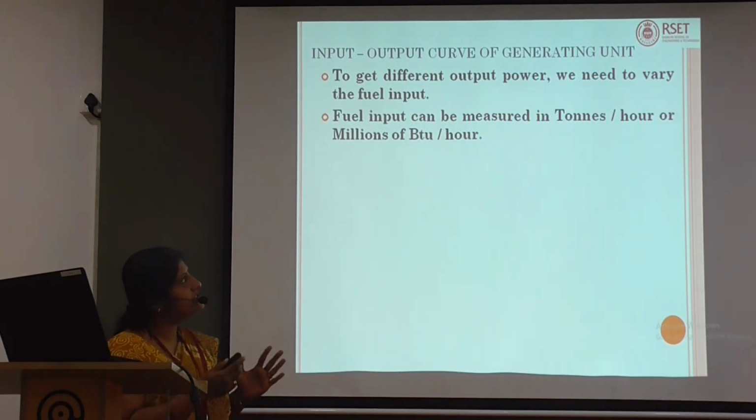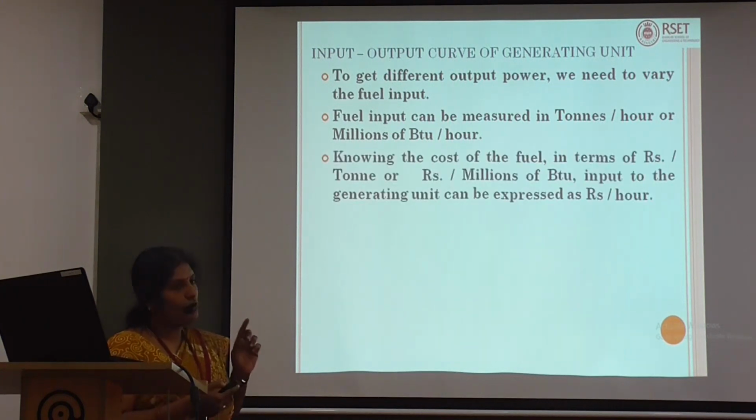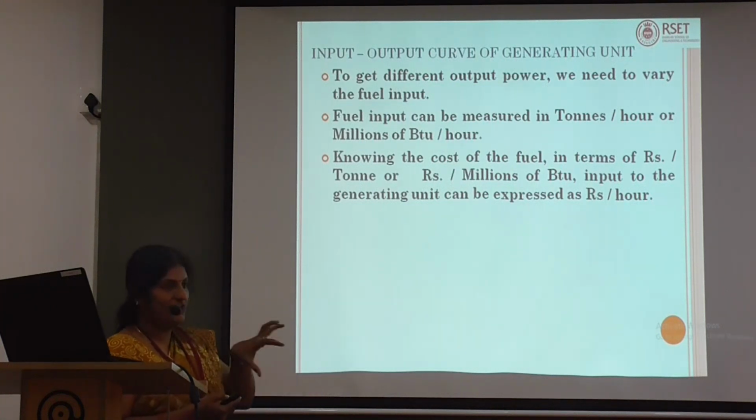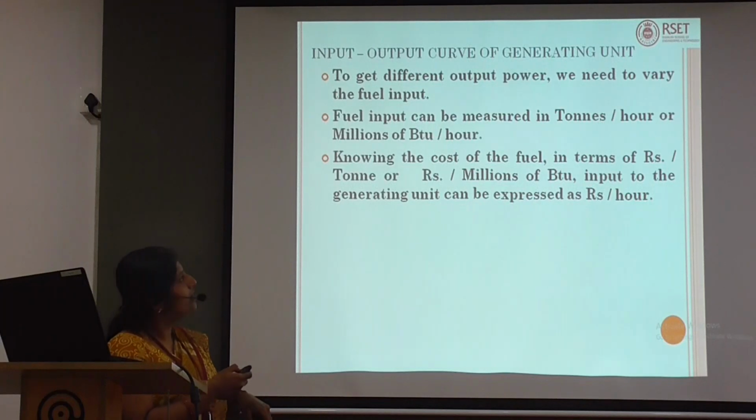So the fuel input is given either in terms of MBTU per hour or tons per hour. And how do we go for the cost? Normally the cost is given as so many rupees per MBTU. So the product of MBTU per hour into rupees per MBTU, the MBTU cancels, so it will be rupees per hour.